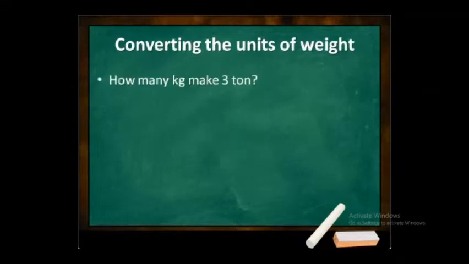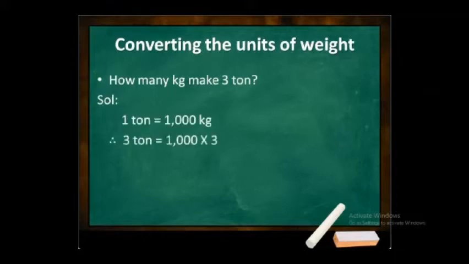How many kgs make 3 tons? So 1 ton is 1000 kgs. 3 tons is equal to 1000 into 3. So it will become 3000 kgs.